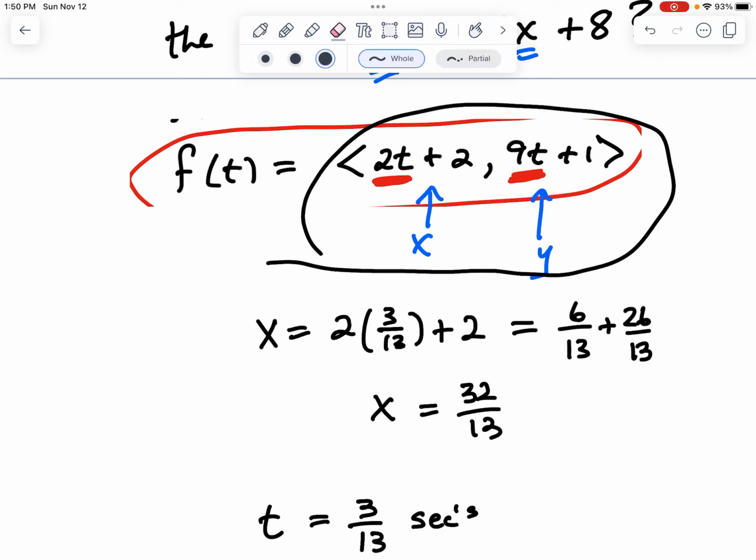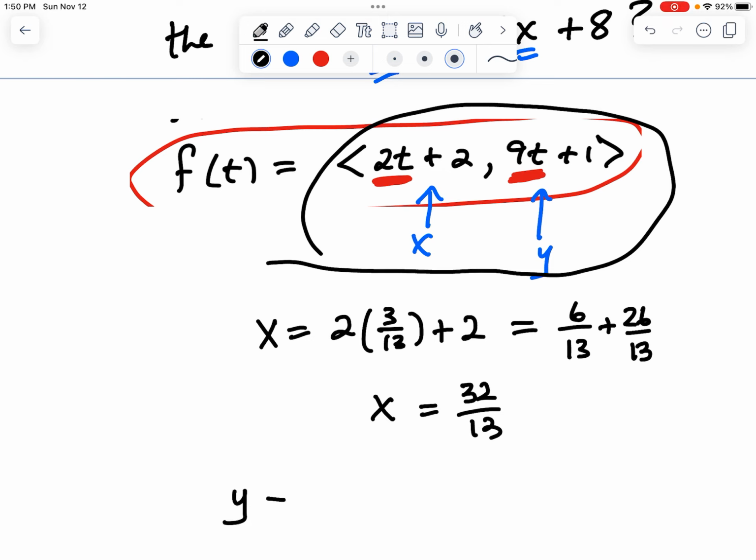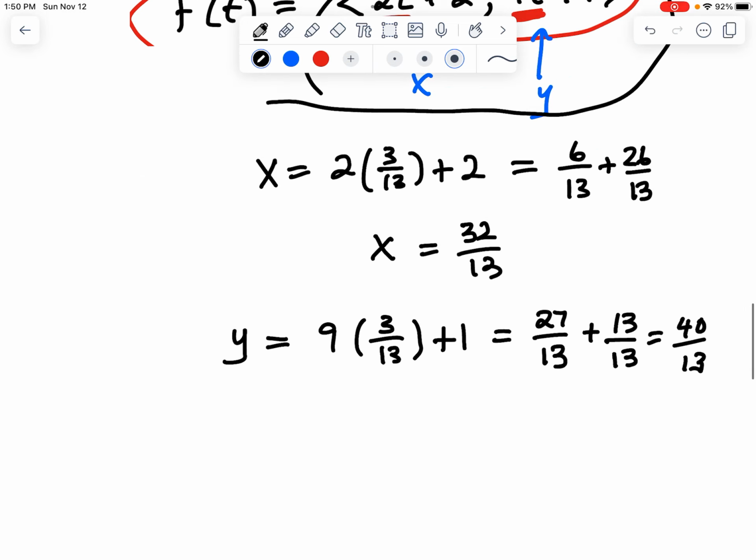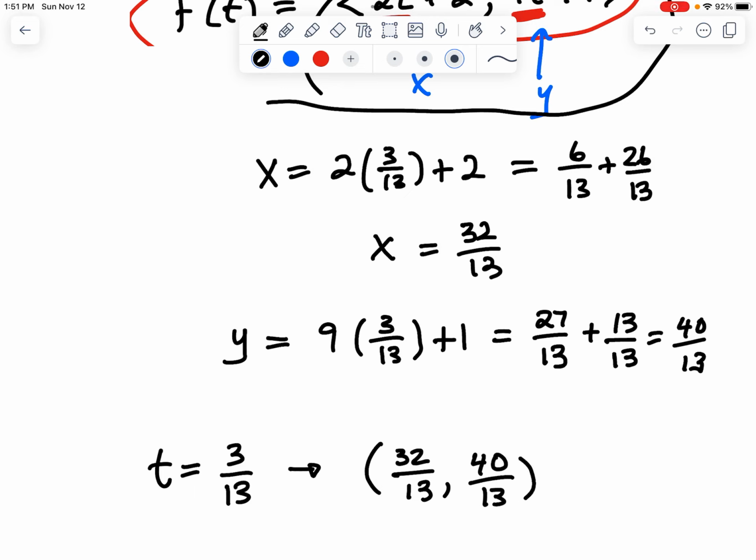And finally, just find out what y equals. So use that y is equal to 9 times t plus a 1, and then that's going to be 27/13 plus 13/13, and that's going to be 40/13. And then to make my answer look nice and fancy, so when t equals 3 over 13, they intersect at the point where x is 32/13 and y is 40/13. And that's it for today.